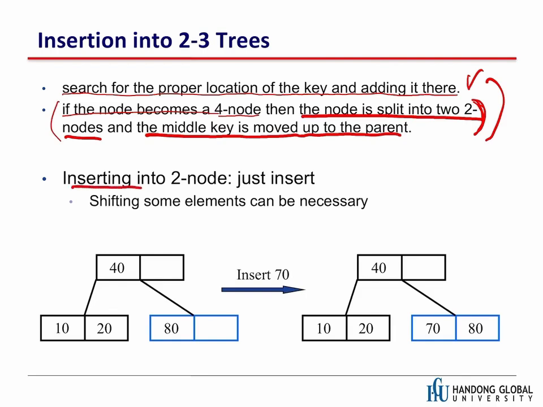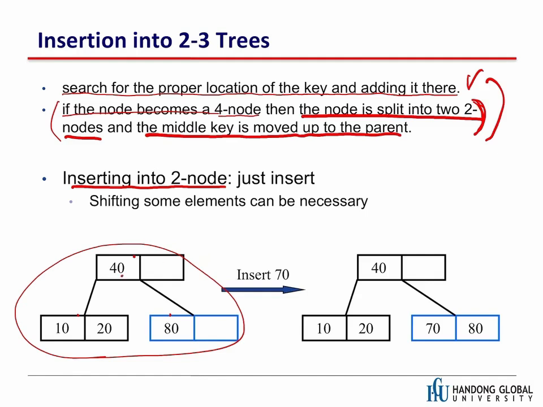So with this example, insert into a 2 node, then just insert. Sometimes we have to shift some elements. Let me explain what it means. Given this tree, we have a 2 node and a 3 node and a 2 node. By the way, we can have 2 nodes and 3 nodes at the same time in a 2-3 tree. Then let's try to insert 70.